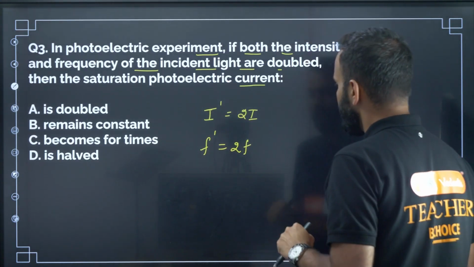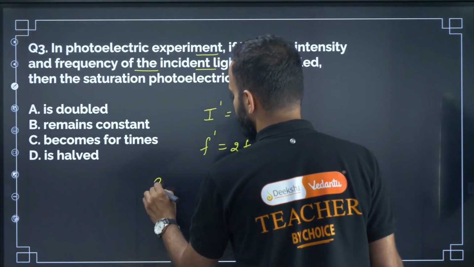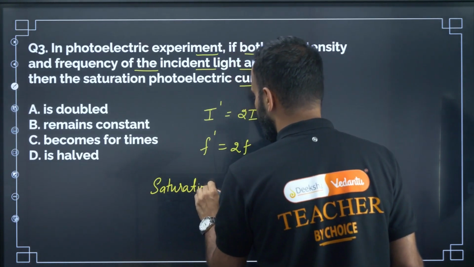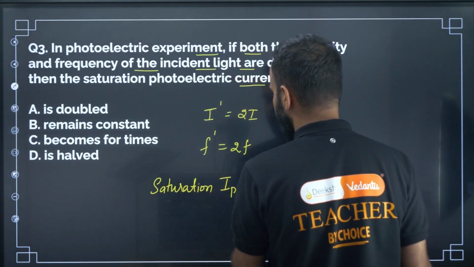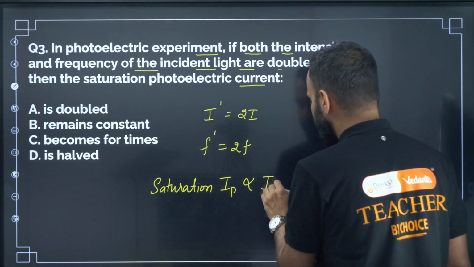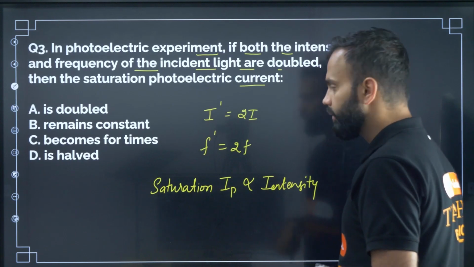Okay, let's see. We know that the saturation photoelectric current is directly proportional to the intensity of the incident light.